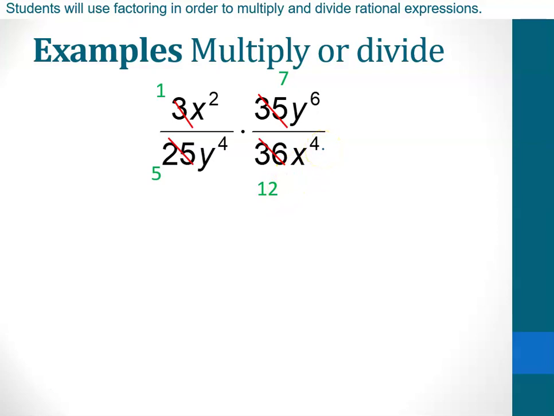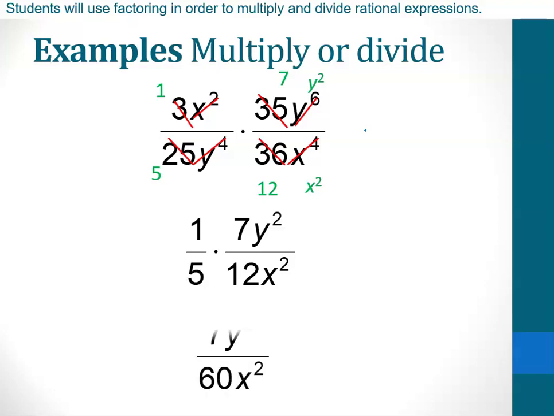Can I cancel any variables? Well, yeah. If we follow that canceling property where we have an x squared divided by x to the 4th, 2 minus 4 is negative 2, so that 2 stays in the denominator. Then we have y to the 6th divided by y to the 4th. 6 minus 4 is 2. It's positive, so it's going to be in the numerator. So now you simply write what you have left. So we have 1 times 7y squared divided by 5 times 12x squared, and multiply that.